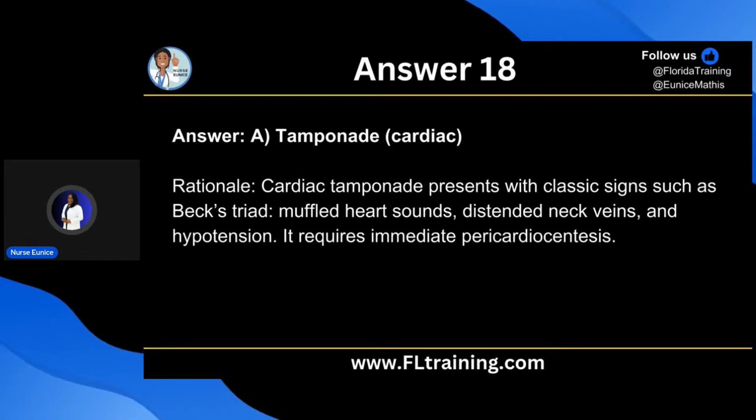Cardiac tamponade. You can't really hear the heart because the pericardial sac is surrounded with fluid. So therefore, we have those muffled heart sounds. So cardiac tamponade presents with classic signs such as Beck's triad. That would be the muffled heart sounds, distended neck veins, and the low blood pressure. It requires immediate pericardiocentesis.